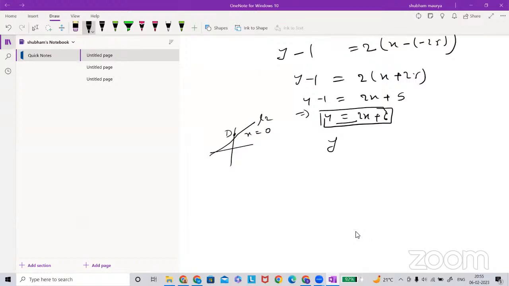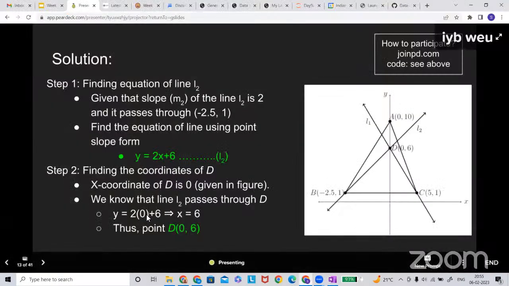So if you substitute x is equal to 0 into y is equal to 2x plus 6, it will satisfy, right? You need to substitute 0 for x, and it will give the value of y. This implies y is equal to 6.